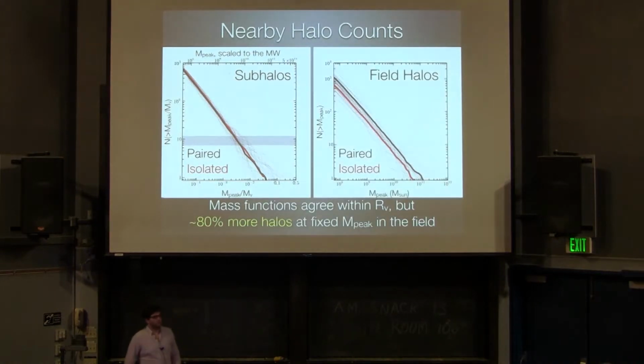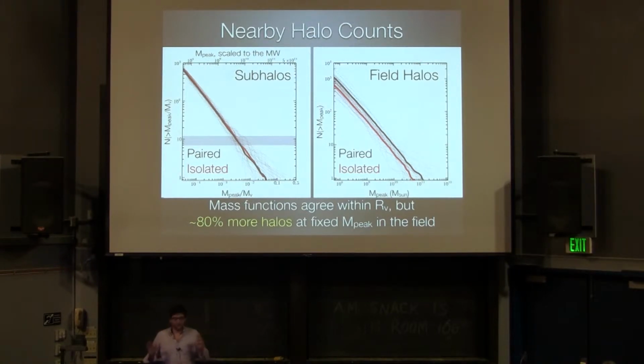However, when we look further out, when we look explicitly at field halos, here removing everything within R_vir, we find approximately 80% more halos at a given M_peak around the paired simulations than around the isolated ones. So from here on out, I'm going to go ahead and drop the isolated simulations because we know now that they'll agree in here and they'll disagree out here.